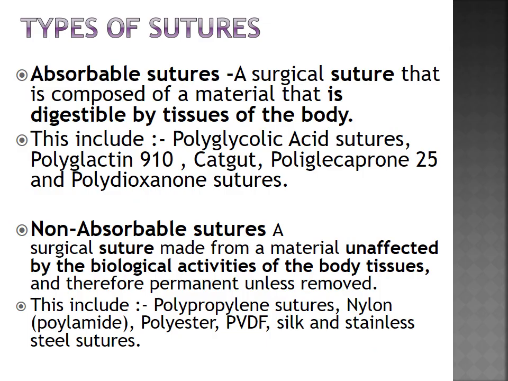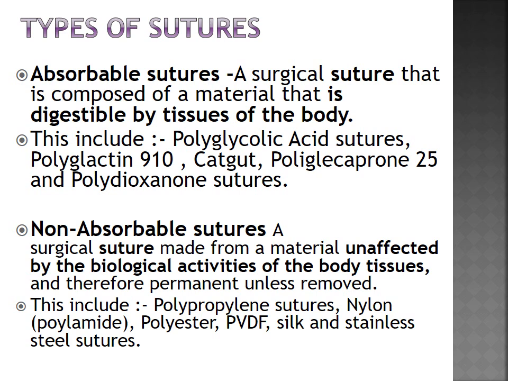Now, there are different types of sutures. They are classified as absorbable sutures and non-absorbable sutures. Absorbable suture is composed of a material that is digestible by the tissues of the body. The common one that we see is called Catgut. Once the suture is performed, our body eventually digests it. It just disappears after a few days.